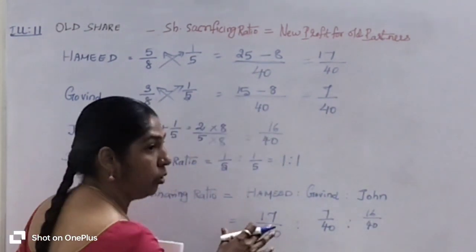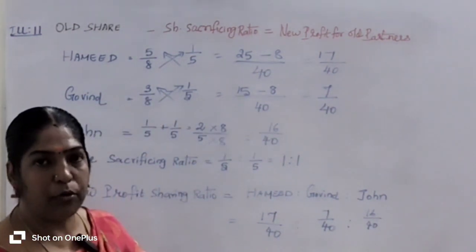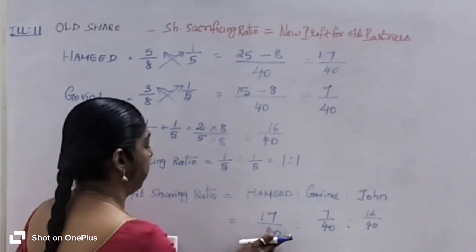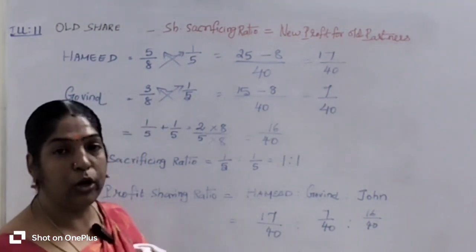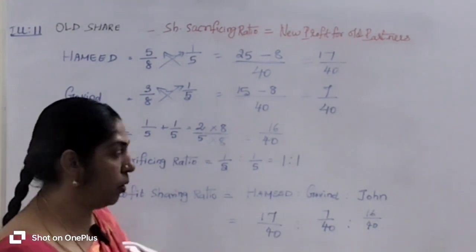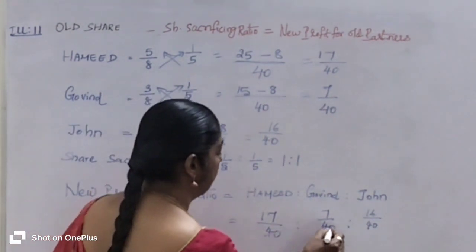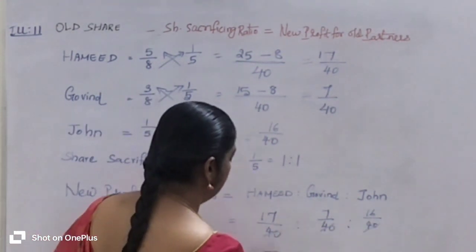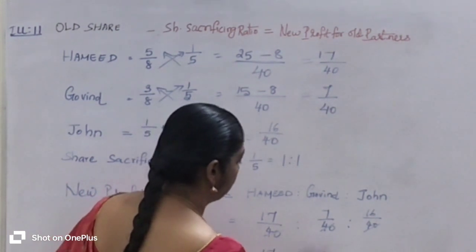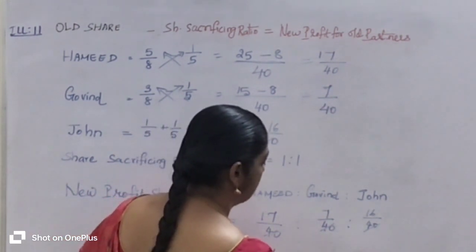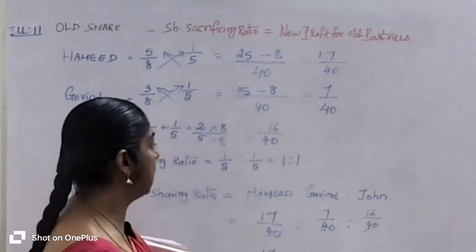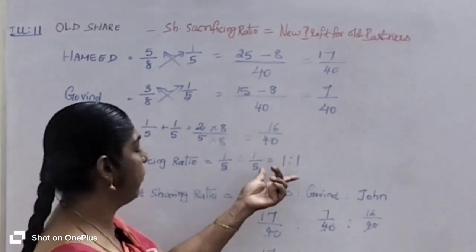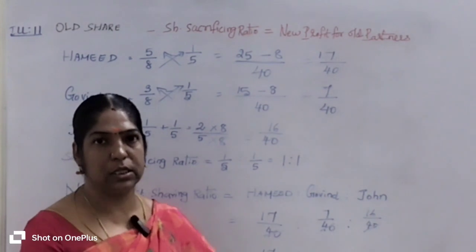But you don't have to give the new profit sharing ratio in fraction form. You give it in ratio form. So for that we cancel the denominator 40. Then you will get 17 is to 7 is to 16. The new profit sharing ratio is 17 is to 7 is to 16 and the sacrificing ratio is 1 is to 1. Do you have any doubt?